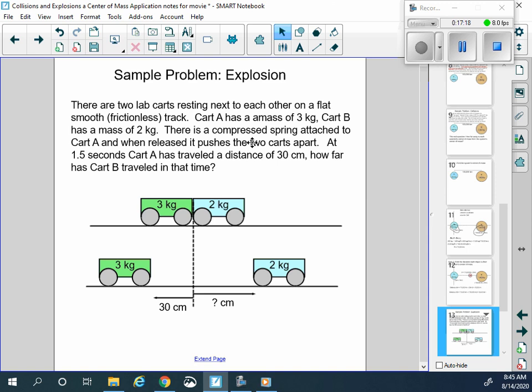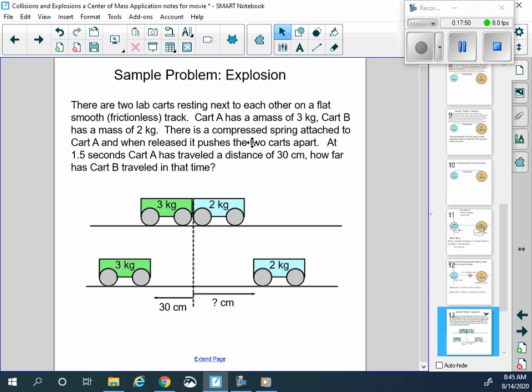In this case, cart A has a mass of 3 kilograms. B has a mass of 2 kilograms. There's a compressed spring between them, and they push apart. After 1.5 seconds, car A has traveled a distance of 30 centimeters. How far has B traveled in that time? I don't have to find speeds or accelerations. I just want to know the location of car B. So I can use centers of mass.